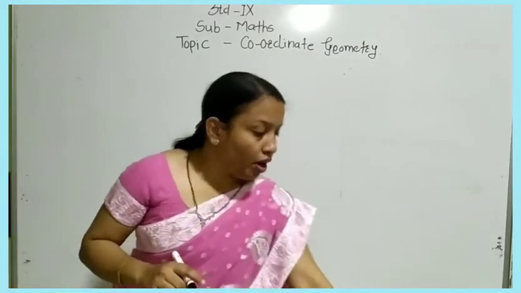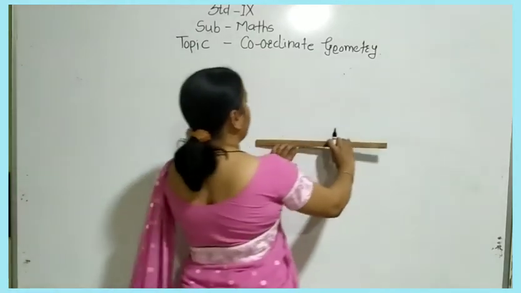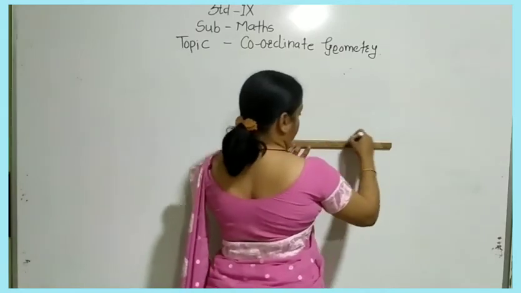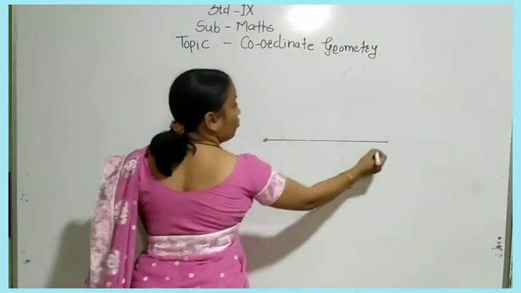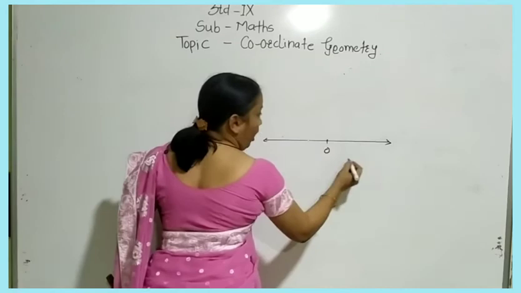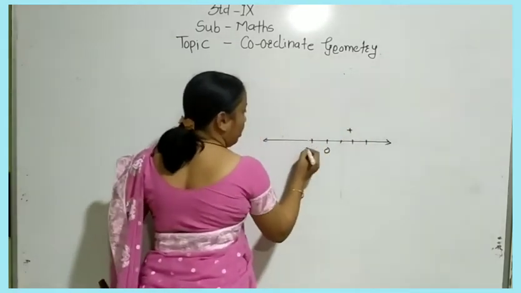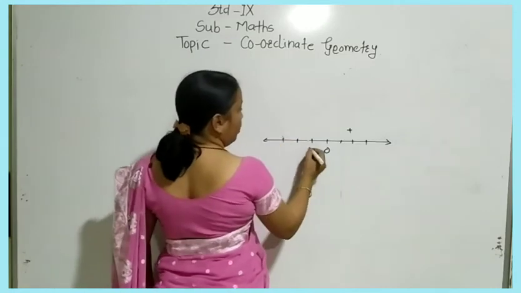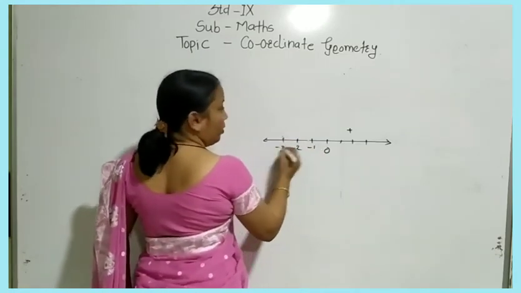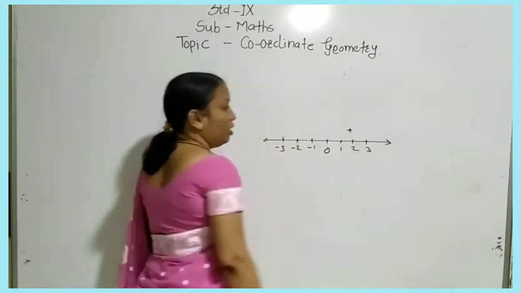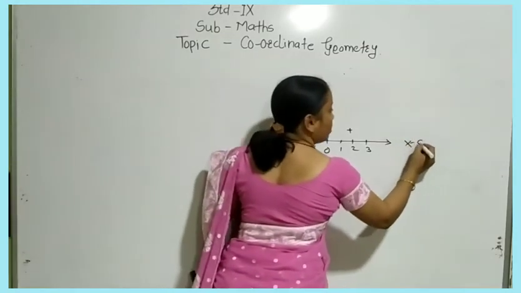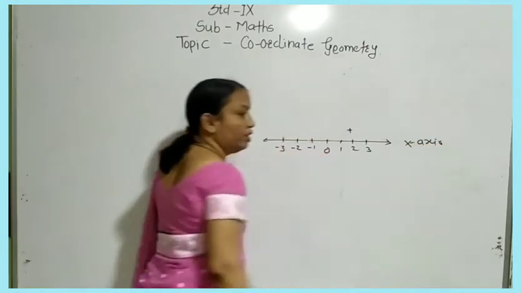Okay. Now you have learned how to represent numbers on the number line. On the number line, on the right-hand side there are the positive numbers, and on the left-hand side of the 0 there are the negative numbers. 1, 2, 3. That is called the x axis in coordinate geometry.